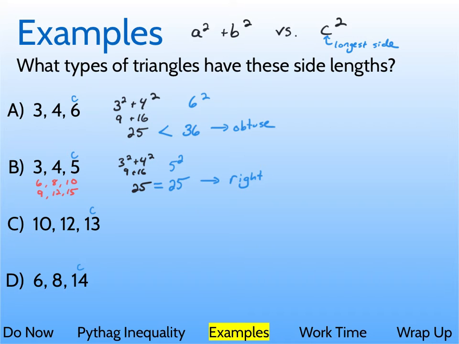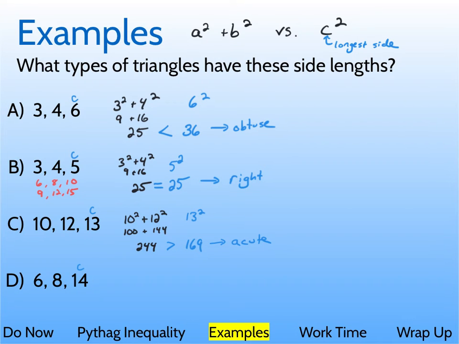Yeah, cool. All right, so next example here, we've got 10 squared plus 12 squared. 10 squared is 100 plus 144. That's 244. And we're going to compare that to 13 squared, which is 169. Well, 244 is greater than 169, which means that's an acute triangle. All right, let's look at this one here. We've got 6, 8, and 14.